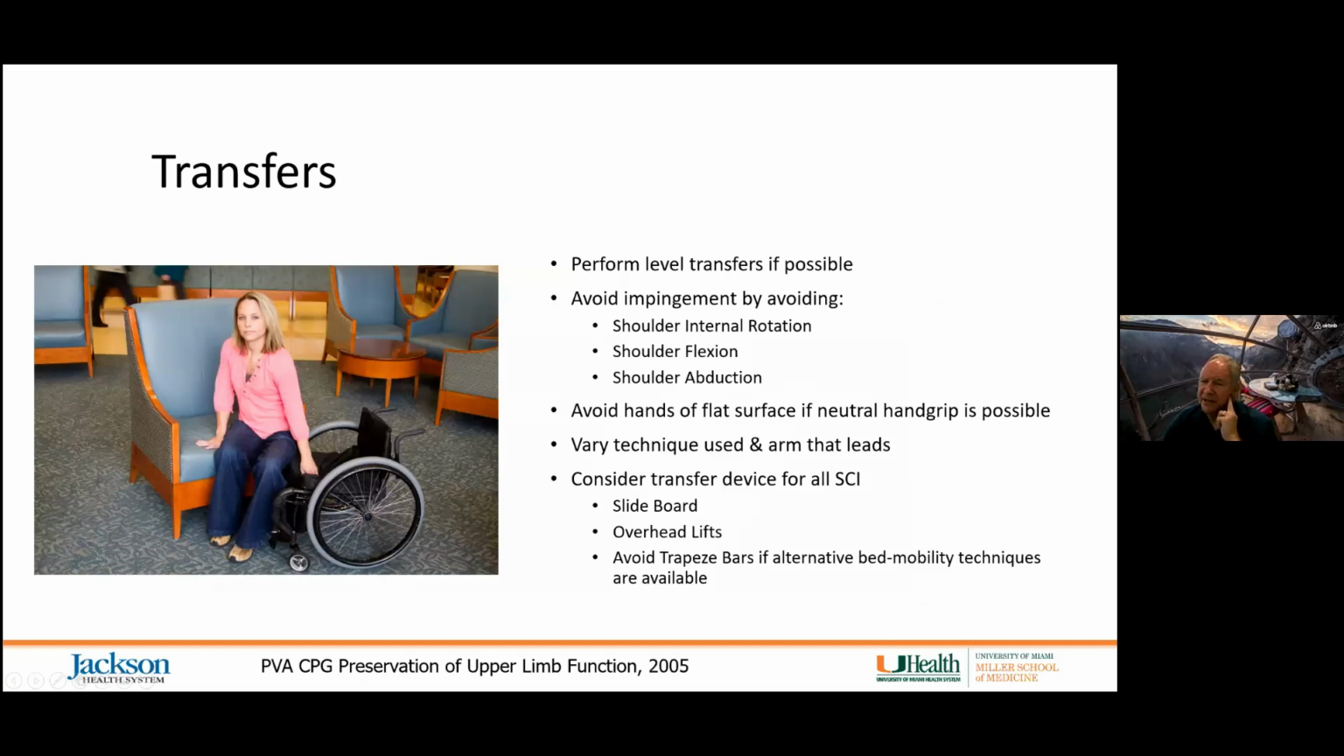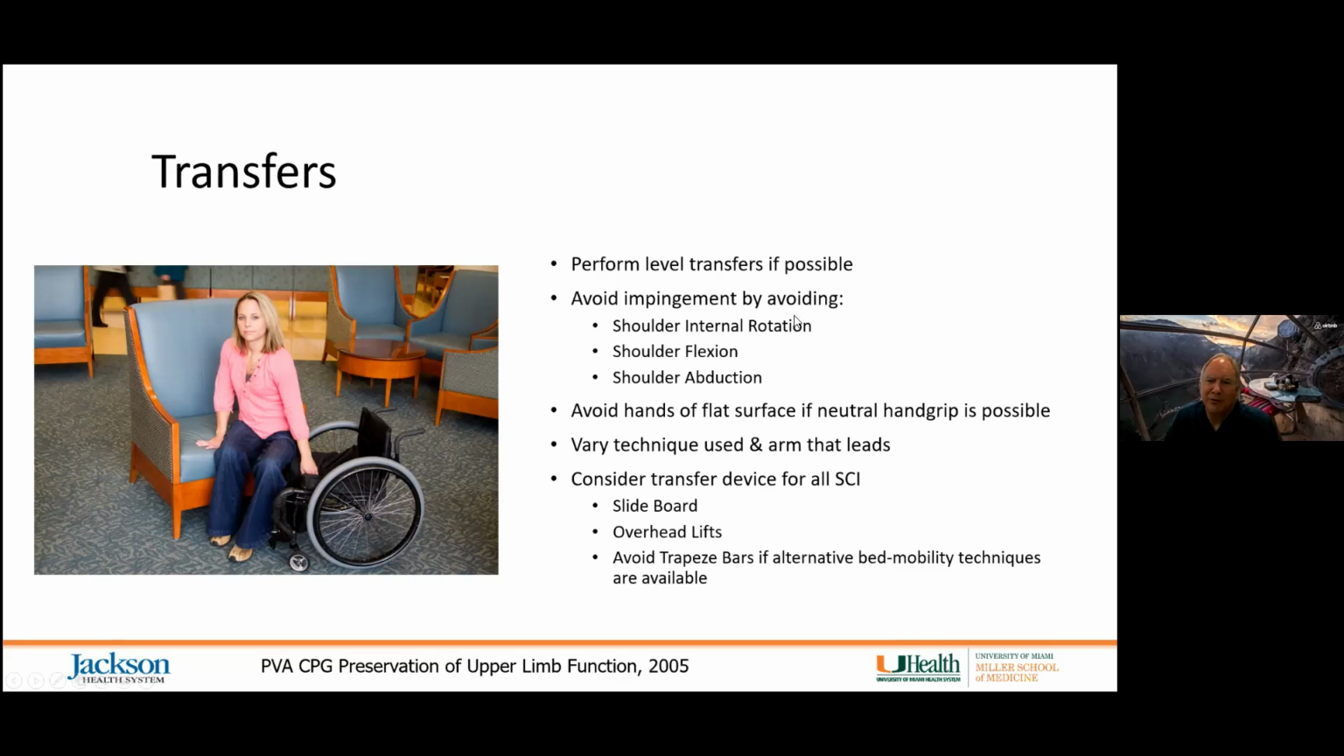Transfers. The other very likely place to cause impingement is by doing inappropriate transfers. So perform level transfers if ever possible, and use a sliding board. Even those folks that don't feel like they use it or need it should be using this, because in the long run they're going to be using, hopefully, their manual chair for several decades.